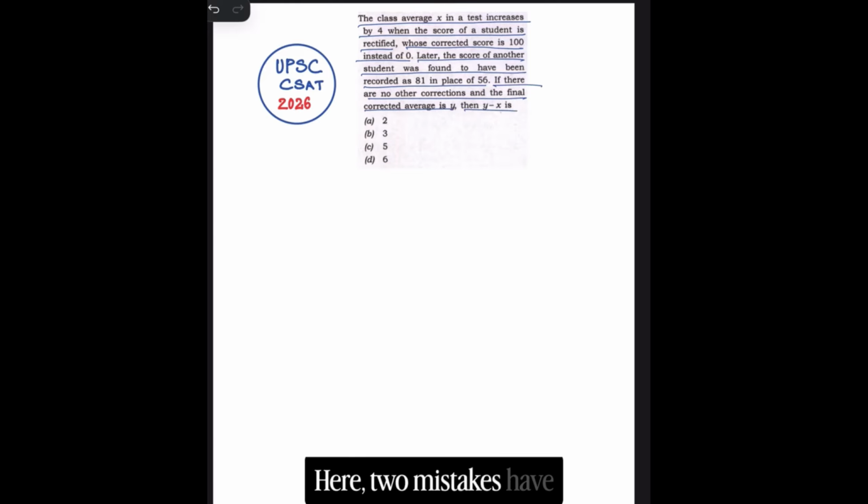Here, 2 mistakes have been made while recording the marks. The first mistake is to mark the marks as 0 instead of 100. So the correction will be 0 to 100. And the second mistake was to record the marks as 81 instead of 56. So the second correction will be from 81 to 56. Now we simply have to find how much the average changes after both the corrections.